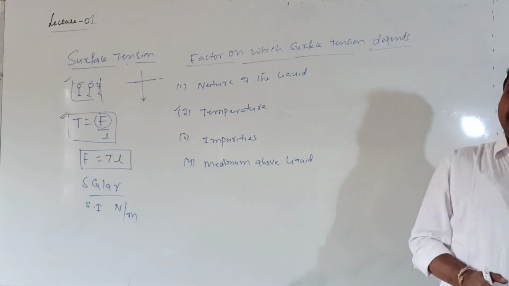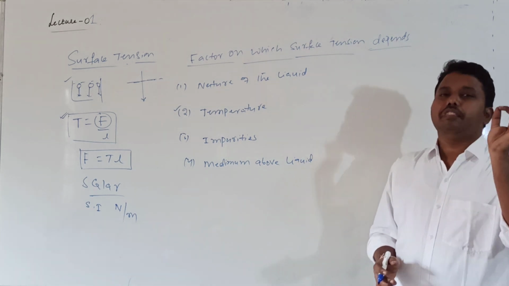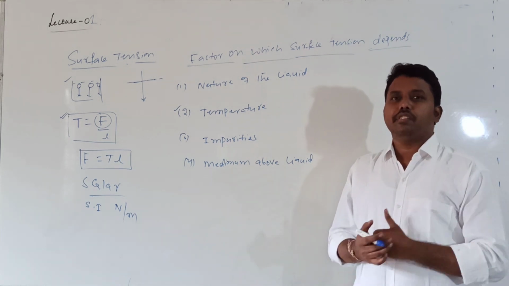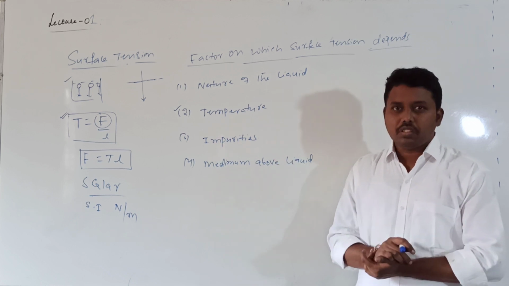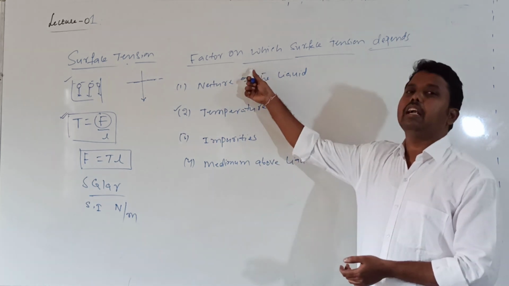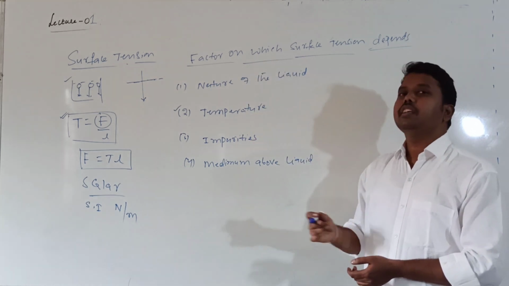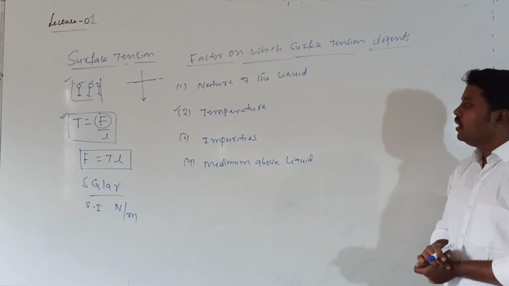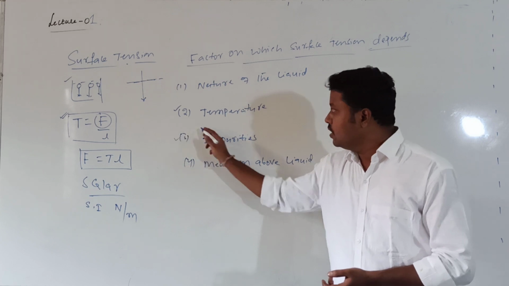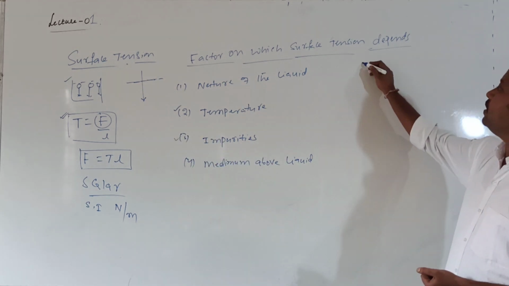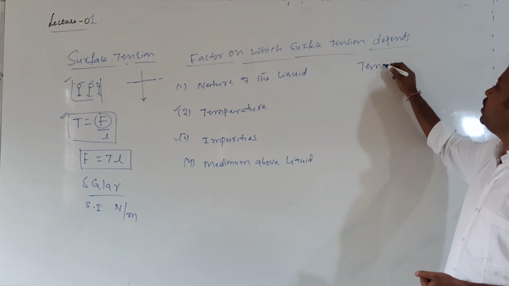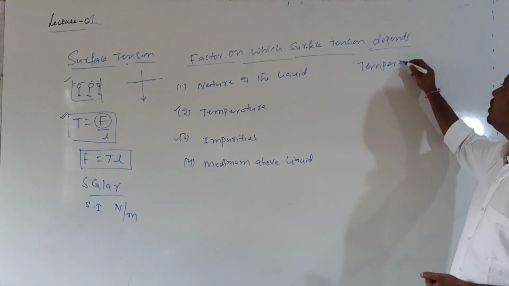Just now you need to remember that on the free surface of the liquid, there will be a force acting due to the property of surface tension. That force, or that surface tension, depends upon these factors. In this, the important factors for us are temperature and impurities. Let us discuss how the surface tension value changes with the temperature.